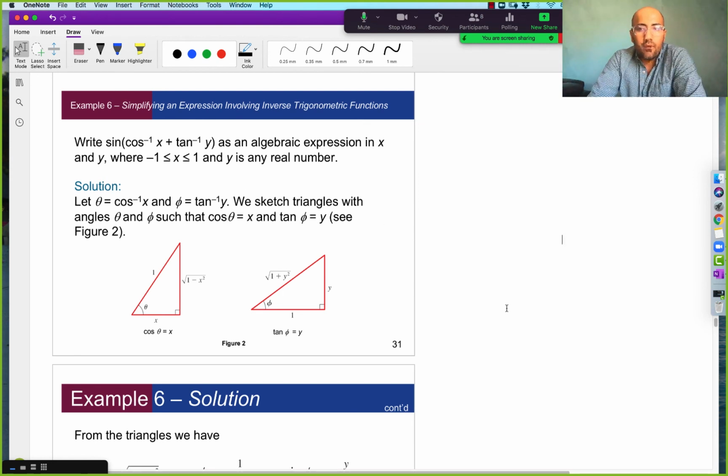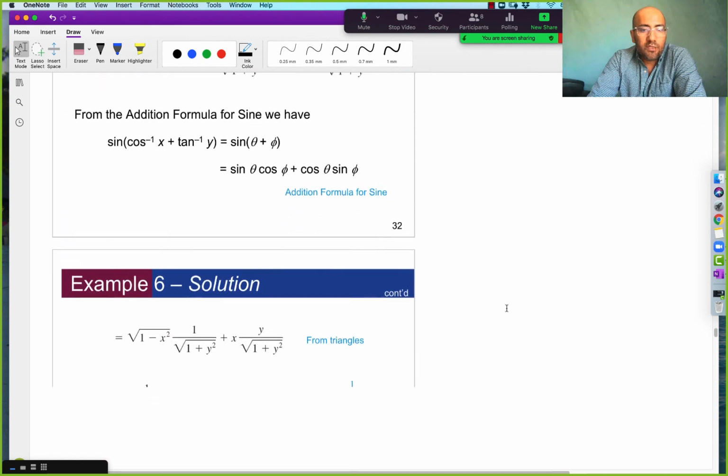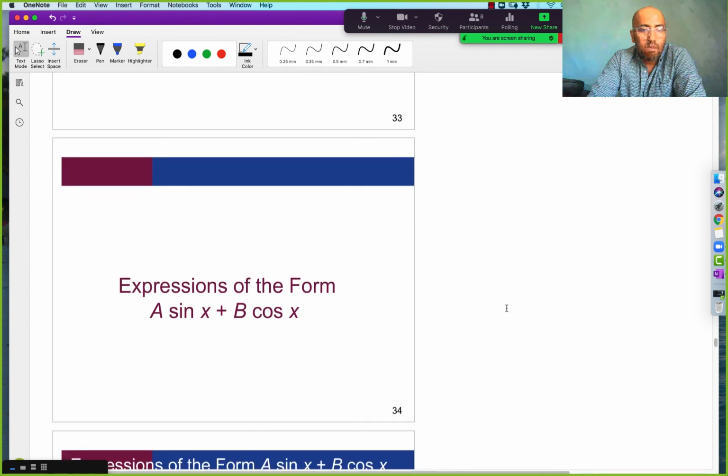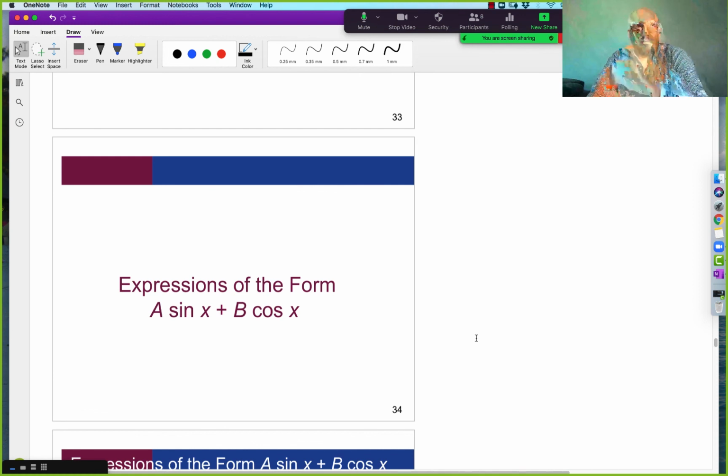Okay, we're almost done with section 7.2. There's one more concept, but I'm out of time, so this would be a good place to stop for today. We'll pick up on expressing expressions of the form a sine x plus b cosine x tomorrow.